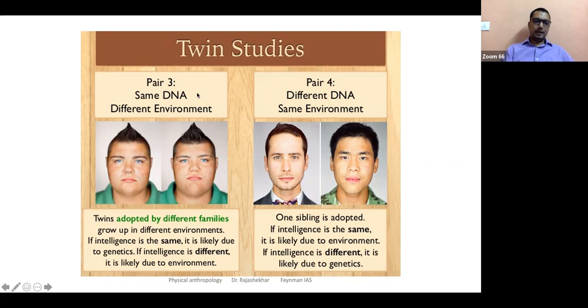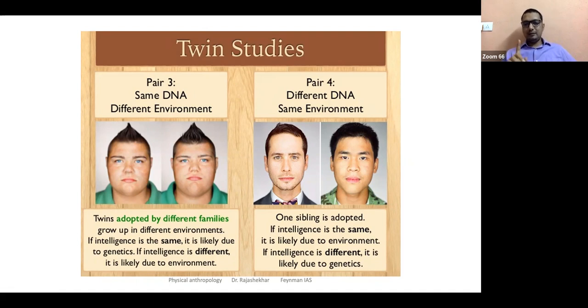Okay, right. So let's see, same DNA, different environment. Twins adopted by different families. Take monozygotic twins, let them be adopted by different families. So let's say that they are poor. They could not have both the babies at the same time. They could not afford to have them. They may have sent a child to another family member, maybe a relative, or maybe they're adopted by some other family. So this provides us a unique opportunity to study those twins and their characteristics. So twins adopted by different families grow up in different environments.